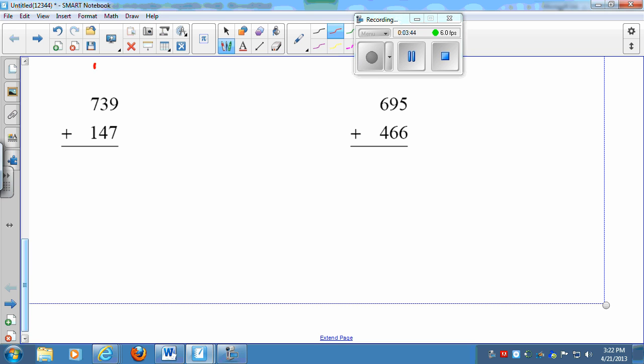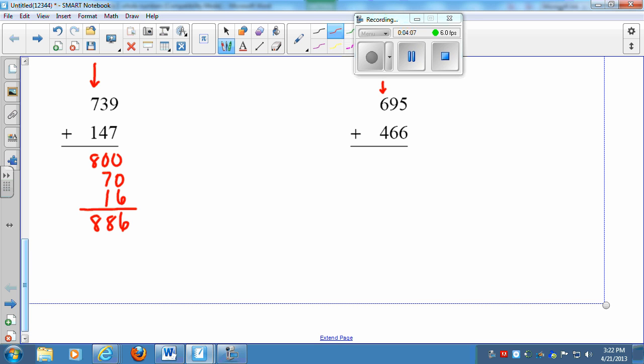Let's perform partial sums on this number here. 700 plus 100 is 800. 30 plus 40 is 70. 9 plus 7 is 16. Gives me 886.